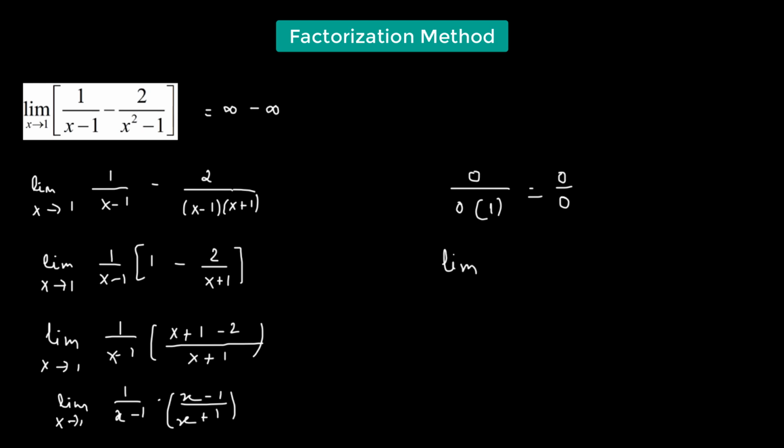Now we're going to factor out x minus 1 from both the numerator and the denominator, because that was the factor which was giving us the 0 over 0 indeterminate form. Now we substitute the value of x, so that gives us a limiting value of half.